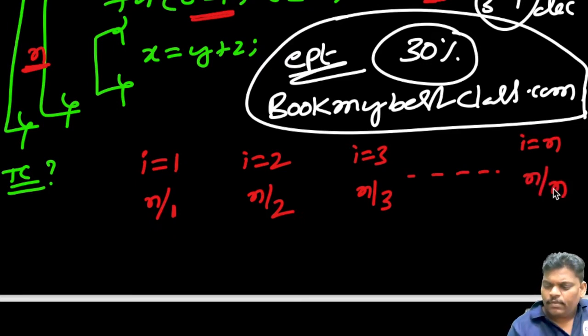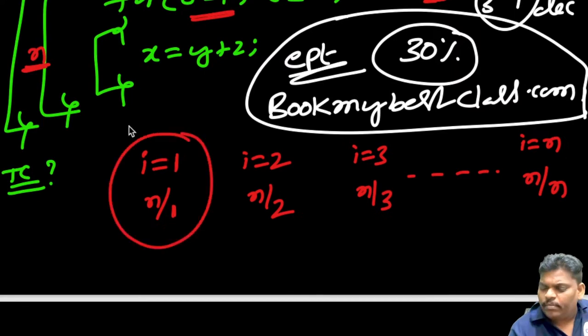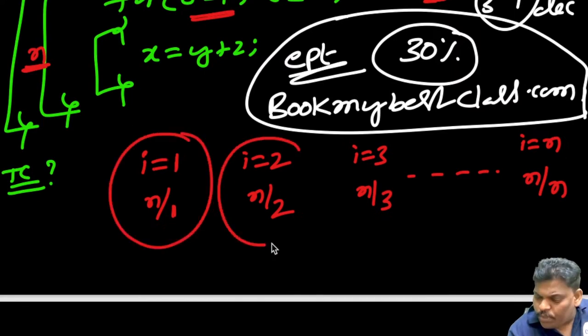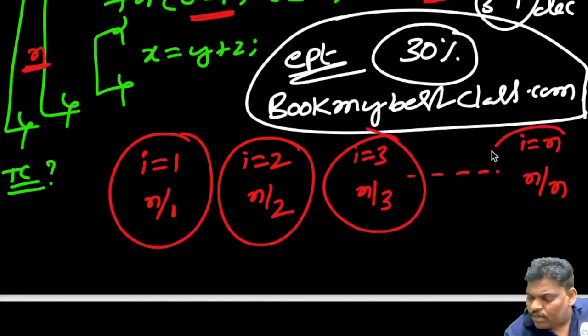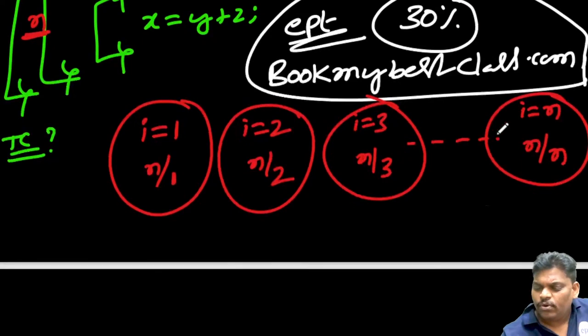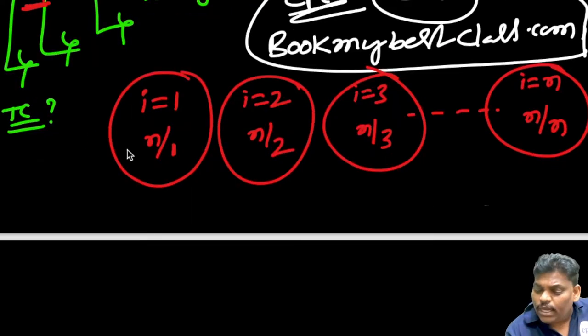I is equal to 1, the J loop is n by 1 times. I is equal to 2, the J loop is n by 2 times. I is equal to 3, the J loop is n by 3 times. I is equal to n, the J loop is n by n times. Now listen, see this one. You cannot say the J loop count without I. If I ask you how many times the J loop runs, it is based on I.